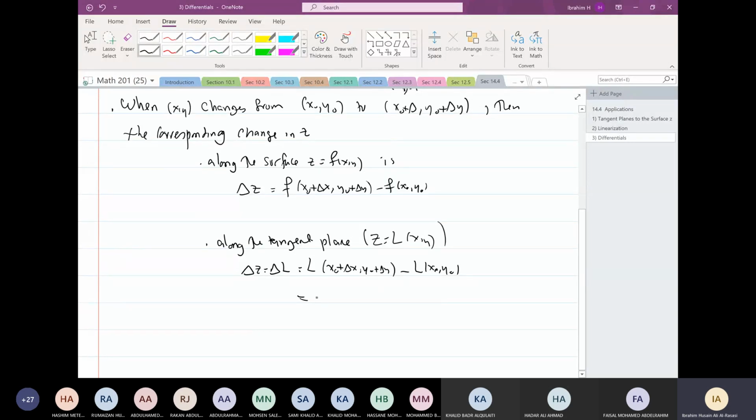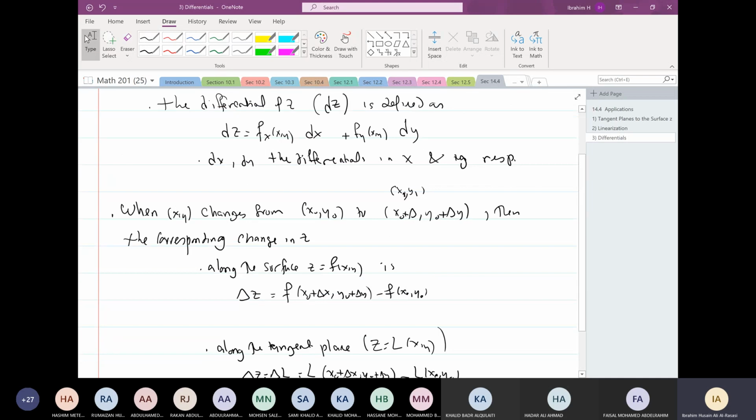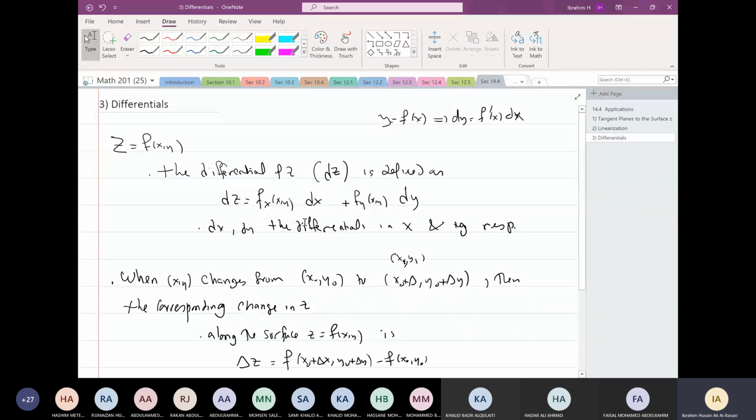You get the following: f sub x at x0, y0, delta x, plus f sub y at x0, y0, delta y. Again, for the variables of the domain, the differentials of the domain, dx and dy, dx will always be taken to be delta x, and dy will always be taken to be delta y.